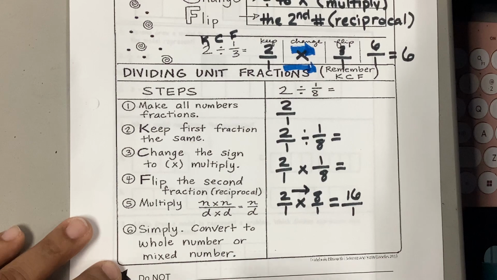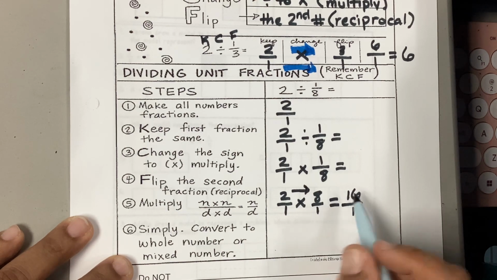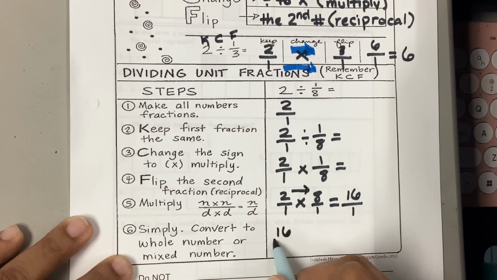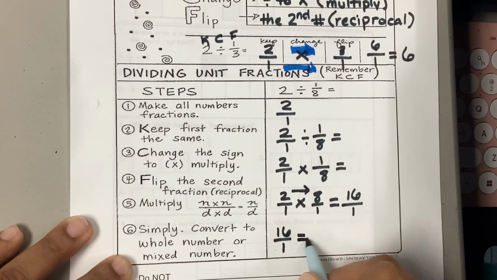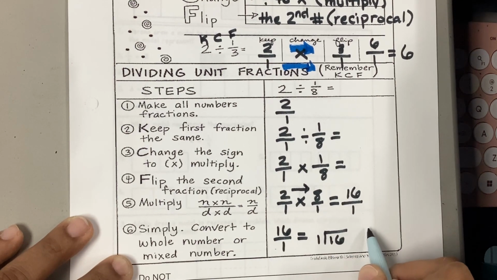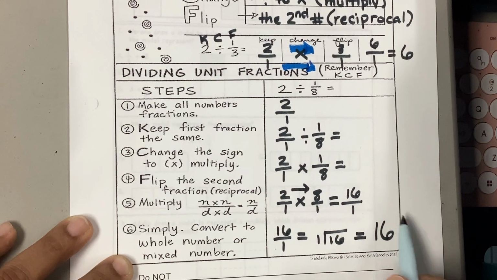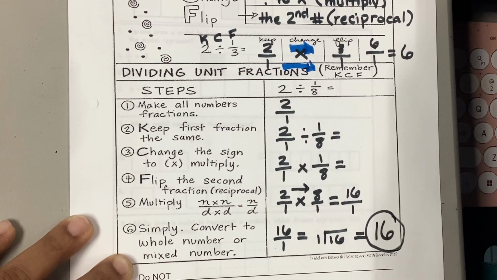And the last step says simplify, convert to whole number or mixed number. So remember, this is read as 16 divided by 1. So 16 goes inside the house, 1 is the divisor. 16 divided by 1 equals 16, a whole number 16. That's your answer.